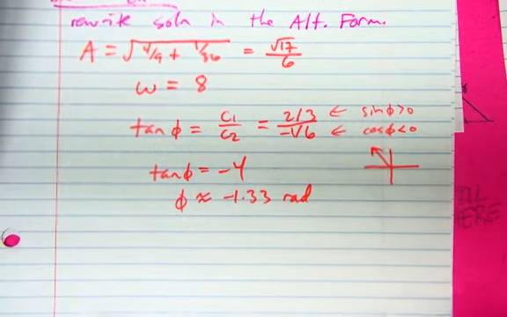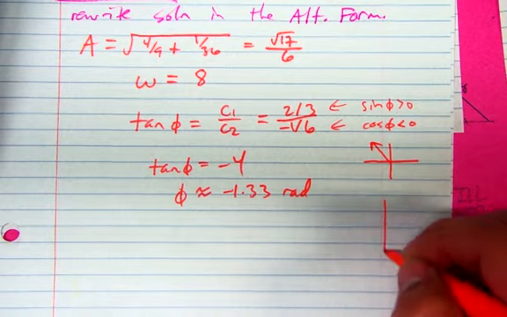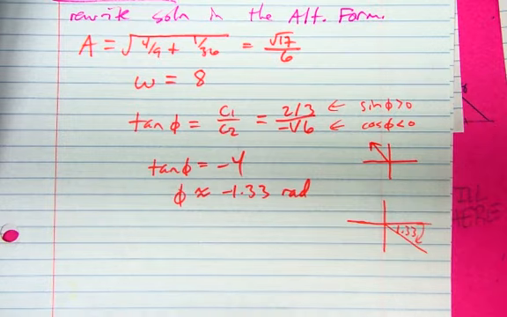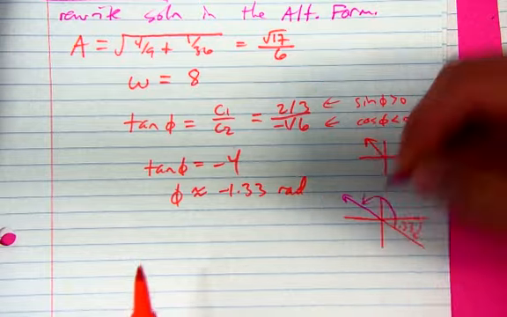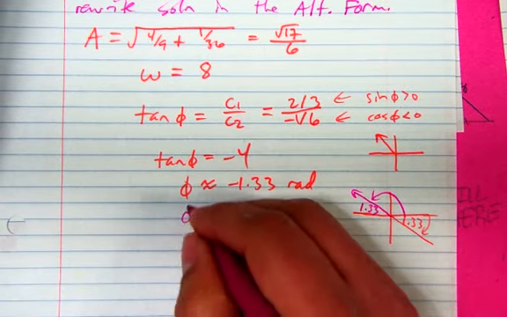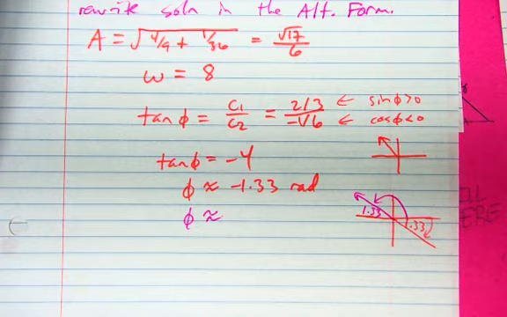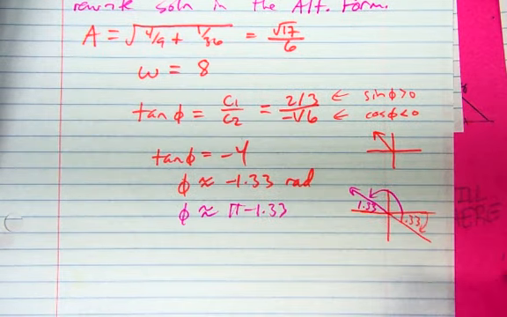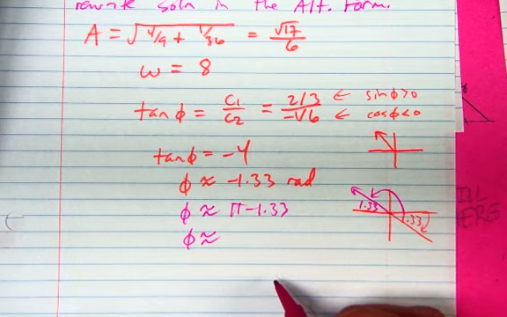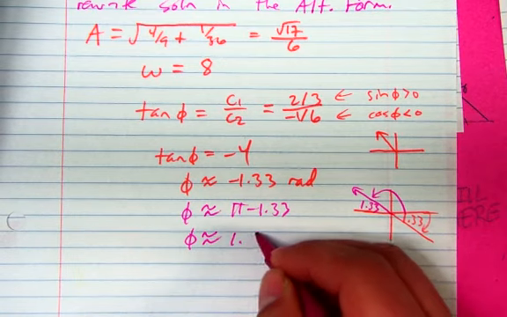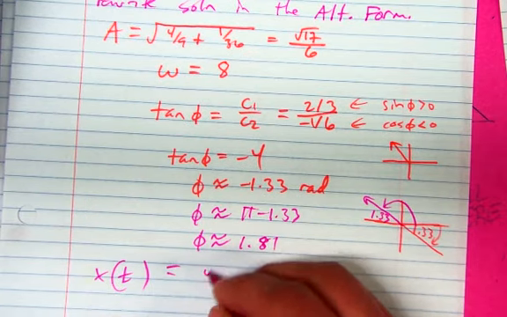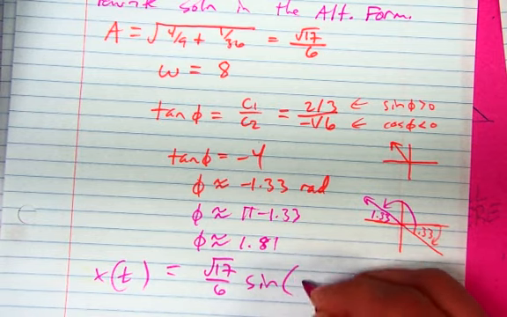Just add 2 pi. So 1.33 would be here, negative, right? We want this one. So 1.33 is also here for the reference, right? So what would phi be then? There we go. Pi minus 1.33 approximately. So if we take pi minus whatever the calculator gave you, you should get about 1.8 something. 1.81. Okay, so then x of t is going to be approximately root 17 over 6 sine of 8t plus 1.81.